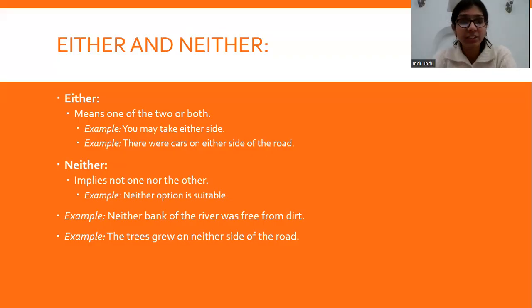And neither implies not one nor the other. Example, neither option is suitable. As in, this is also not suitable, that is also not suitable. Of all the options you have, nothing is suitable. Neither bank of the river was free from dirt. The trees grew on neither side of the road. So it should be noted that neither implies not one nor the other.